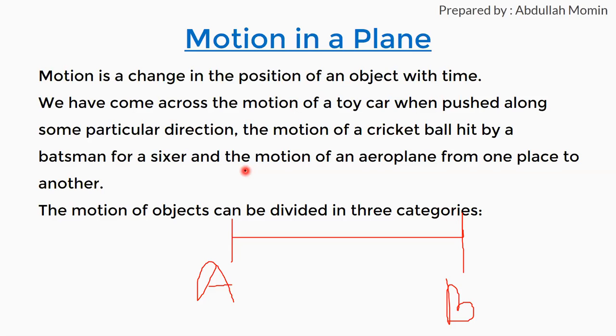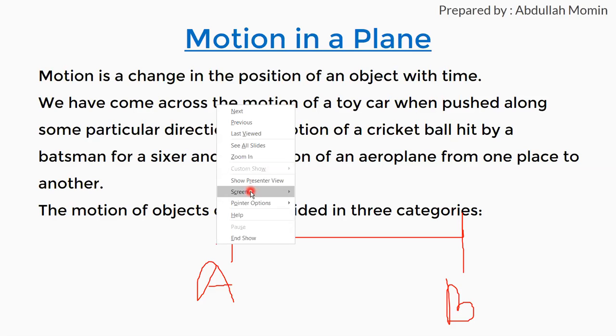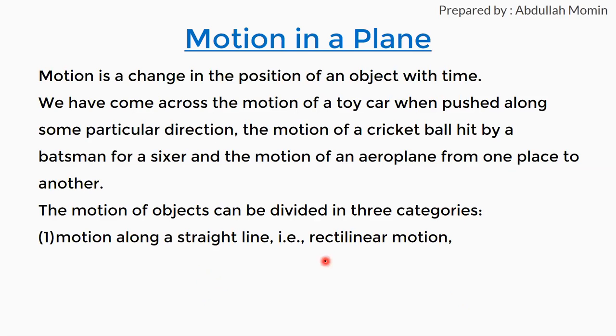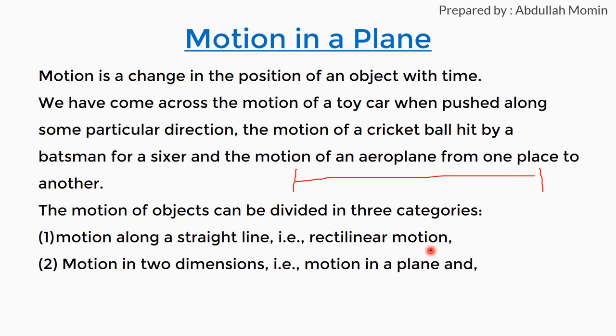The motion of an object can be divided into three categories. Number one is motion along a straight line. If an object is moving along a straight line, then it is called rectilinear motion. Motion in two dimensions means motion in a plane.